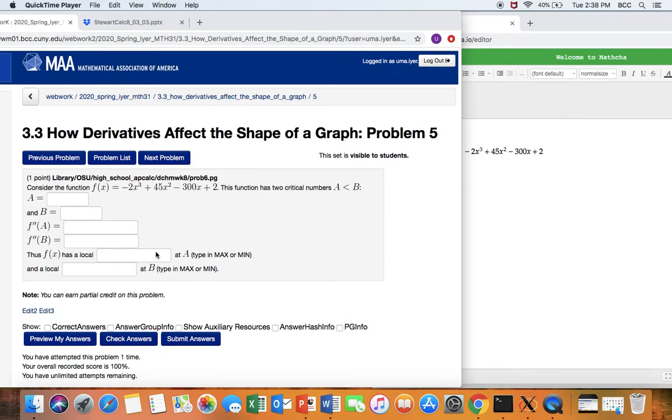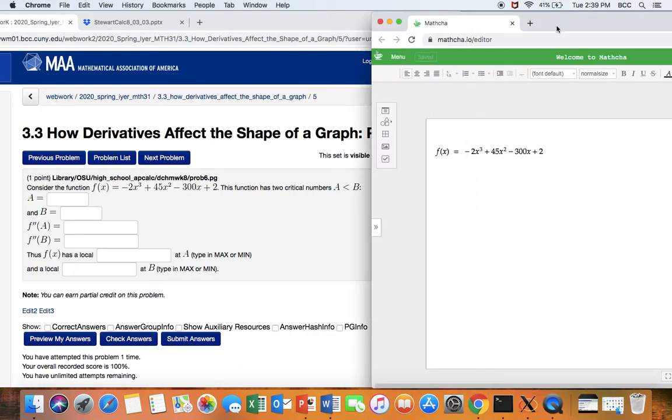To problem 5, consider the function f(x) equals negative 2x cubed plus 45x squared minus 300x plus 2. This function has two critical numbers. We need to first find them, then find their values at the second derivative, you see. All right, let's figure this one out.